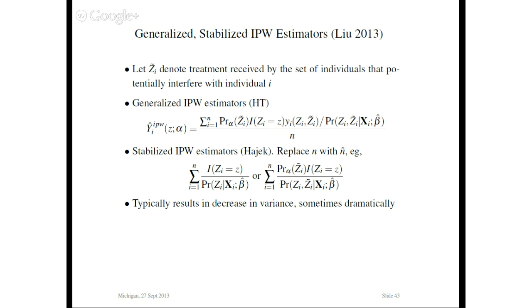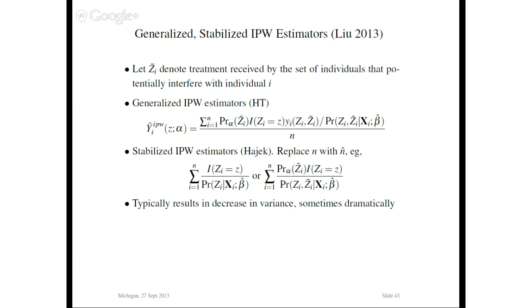The first is she generalized it in the sense that she was able to relax the partial interference assumption. So imagine instead of assuming partial interference that each individual is allowed to have their own interference set. And somehow you know this. You're given information about, for each individual, who interferes with them. And then, based on that, let Zi tilde be the treatment assignment vector for everybody that interferes with individual i. Then you can generalize the IPW estimator that I showed you earlier to this more relaxed setting, and you get an expression that looks like this.